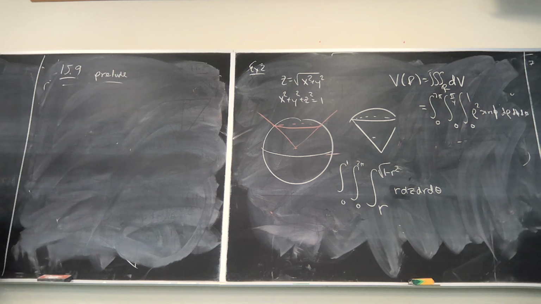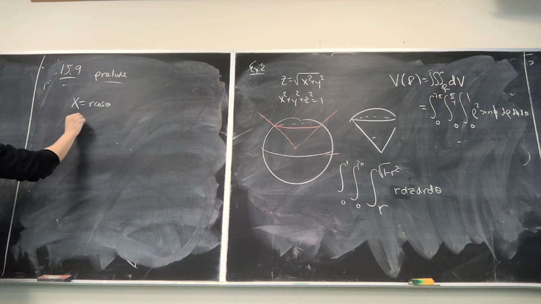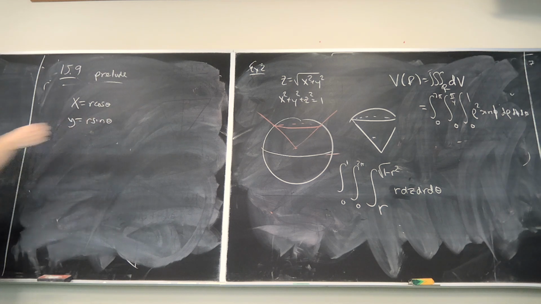So I'm going to point something out here. I didn't need to write down any of that nonsense with infinitesimal little chunks to figure out dA or dV. I could have noticed that if I wrote down x equals r cosine theta and y is equal to r sine theta, so I'm going to do a polar coordinate change here.